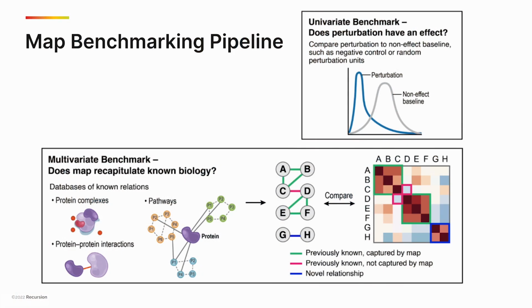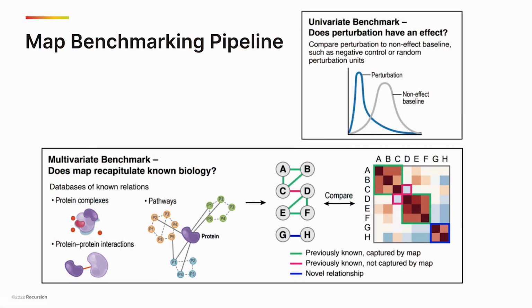The second type of benchmarks, multivariate benchmarks, focus on known relationships among perturbations. Capturing these is important since a typical use case of a map of biology is to identify novel, biologically relevant relationships between pairs of genes or between genes and small molecules. In this work, we focus entirely on pairs of genes. There are two main data sources for these multivariate benchmarks: databases of pairwise relationships and of gene clusters.